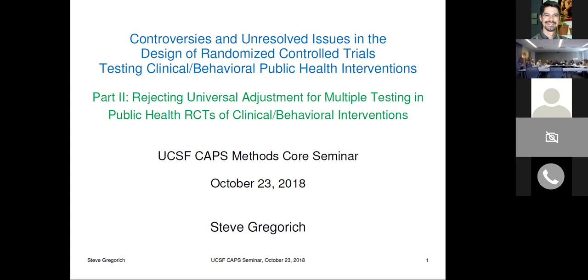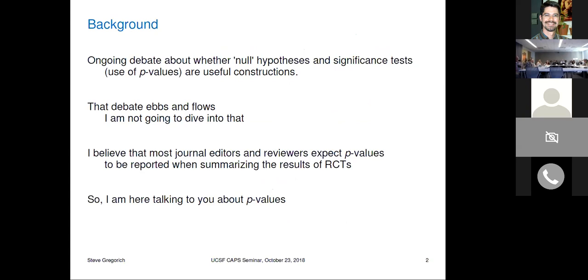So I don't like making adjustments for multiple testing in the context of scientific RCTs, and usually it's not a problem, but occasionally you get some blowback from somebody about this. There's an ongoing debate about whether null hypothesis significance tests are even of value in science. And the debate ebbs and flows. It was overflowing about 20 years ago, died down a little bit, I think. I'm not going to get into that, but I think that most journal editors and reviewers still expect to see p-values when you're publishing the results of your RCT.